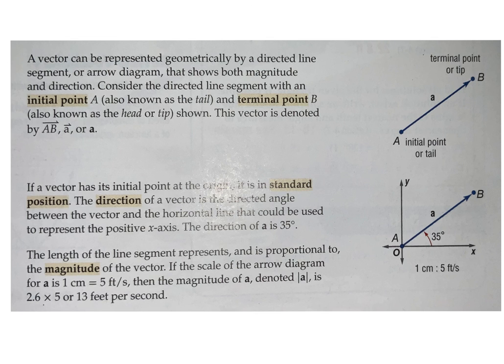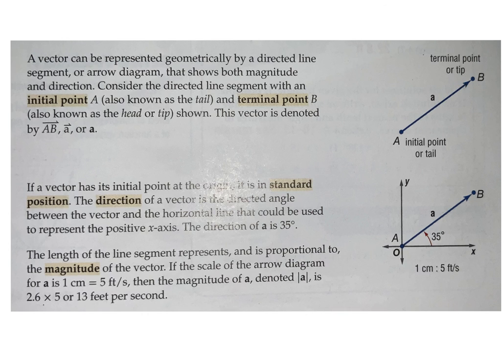A vector can be represented geometrically by a directed line segment, an arrow diagram that shows both magnitude and direction. Consider the directed line segment with an initial point. All right, so you'll notice it is a ray, that term from geometry. We have an initial point, also known as the tail, and a terminal point, B, also known as the head or the tip. So you have a tail and a head, all right?